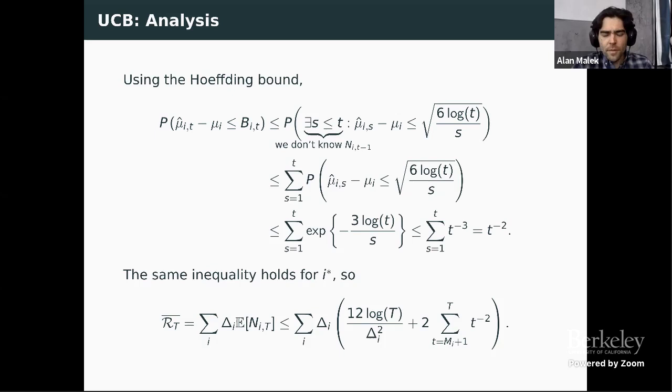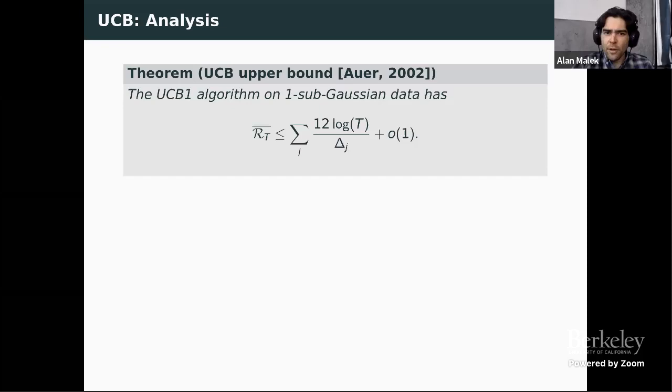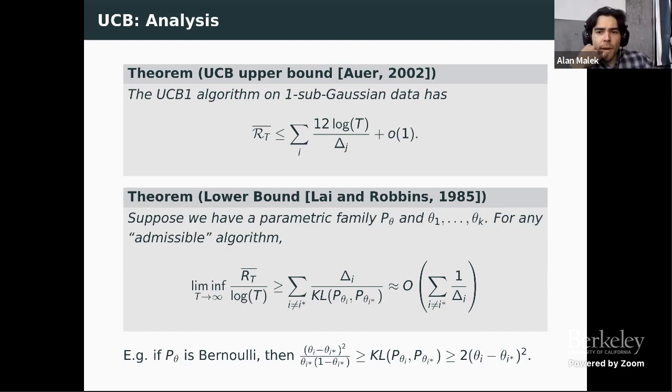Okay, so that's this theorem. And of course, the question is, how good can we do? And the answer is actually rather famous. It's the Lai-Robbins lower bound from 1985.